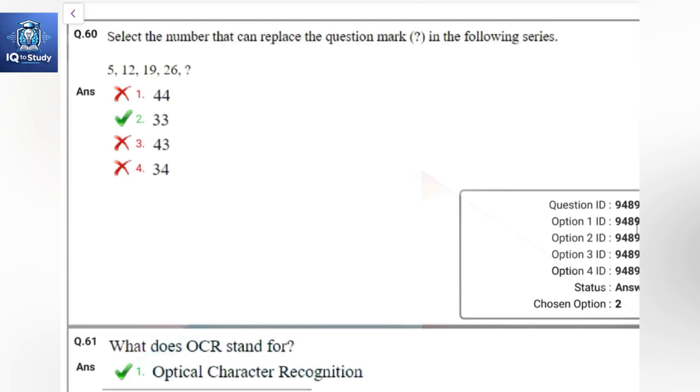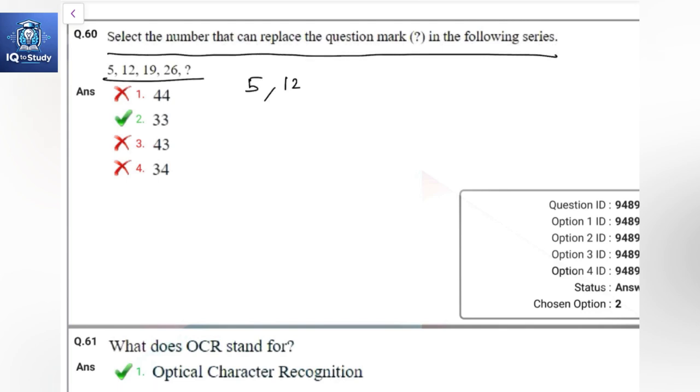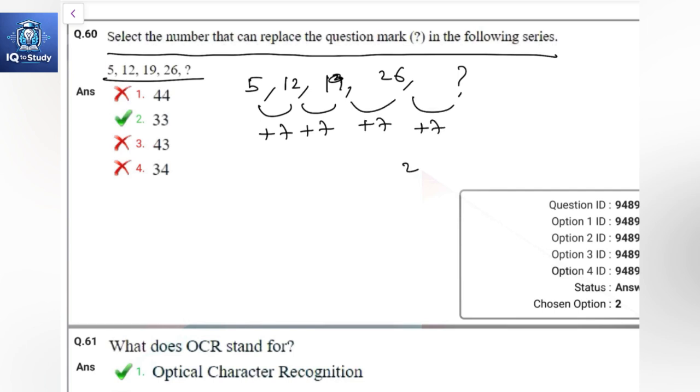Select the number that can replace the question mark in the following series. The series is given as 5, 12, 19, 26 and question mark. The logic is like 5 plus 7 is 12 and 12 plus 7 is 19 and 19 plus 7 is 26. Similarly, 26 plus 7 is equal to 33, which is option number 2.